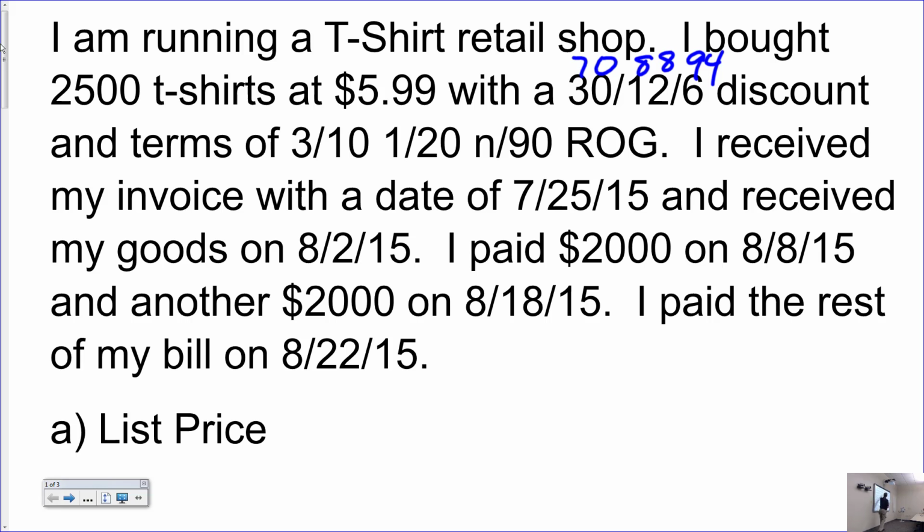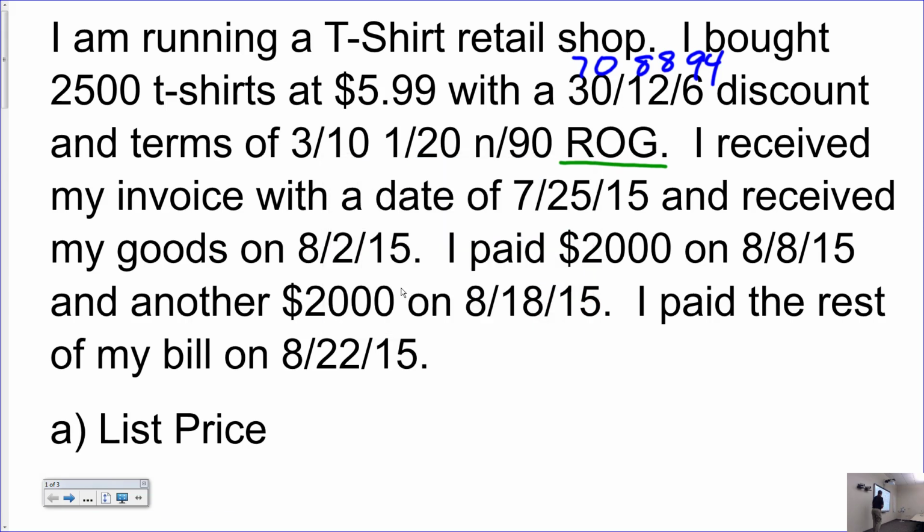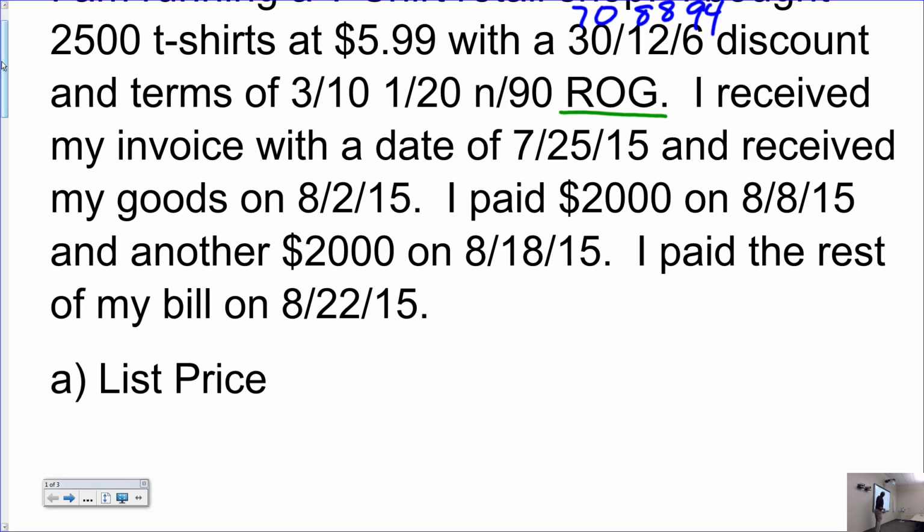Now, terms of 3/10, 1/20, n/90. What does that mean? Yeah, so these are our discounts for early payments. Note that the date is ROG. What does that mean we're going to use? Receipt of goods. The receipt of goods date. So my advice is to go down to the dates and cross off the one that you're not going to use, right?